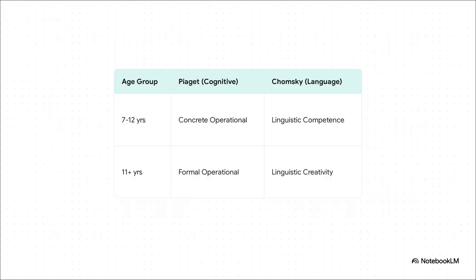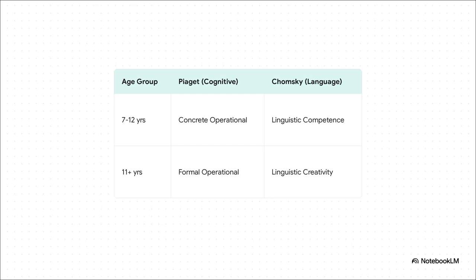As your batch of students gets a bit older, you see them shift into formal operational thinking and true linguistic maturity side by side. From ages 7 to 12, Piaget notes they enter the concrete operational stage. They can think logically, sure, but only about concrete physical objects right in front of them. Chomsky notes this is when linguistic competence really solidifies.